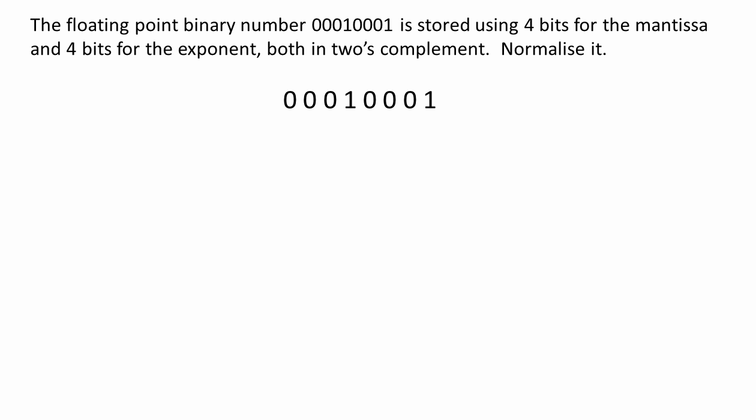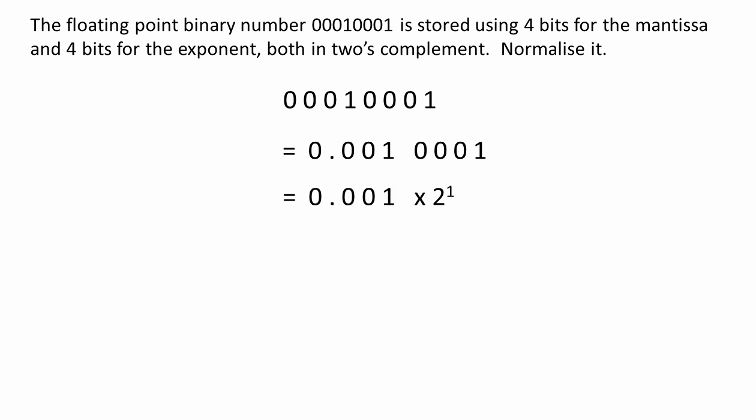You can see straight away that this isn't normalised because it starts with 3 zeros. First, decide if you're dealing with a positive or a negative number. Clearly this is positive because the leftmost bit, the sign bit, is a 0. And remember, the binary point is positioned immediately to the right of the sign bit.